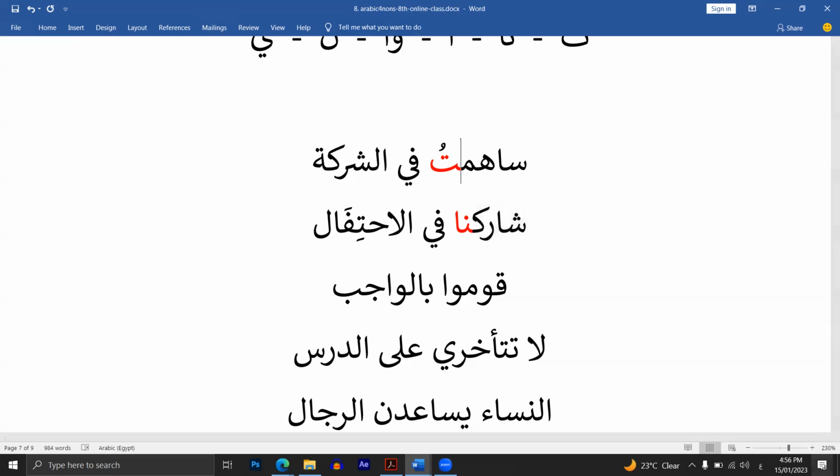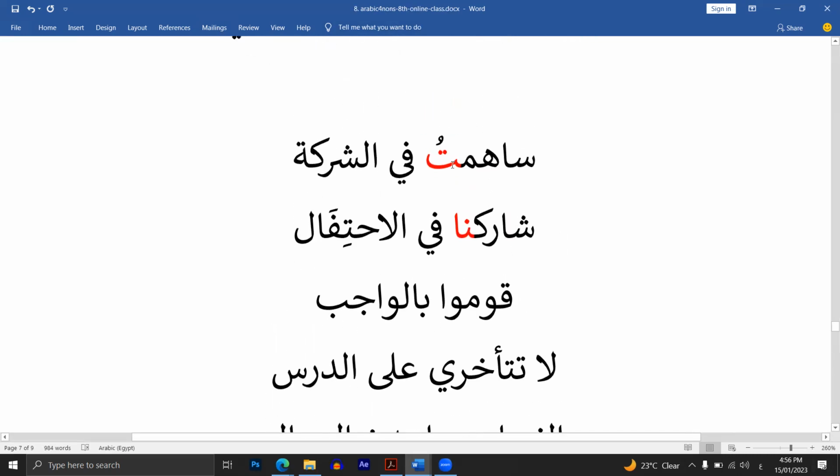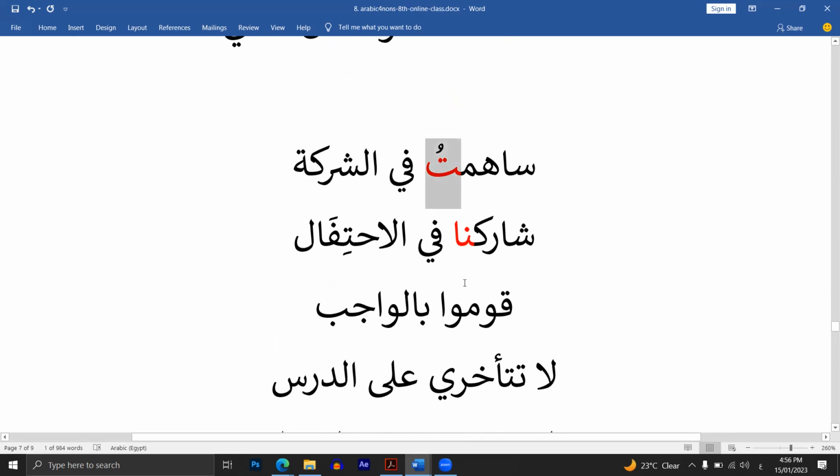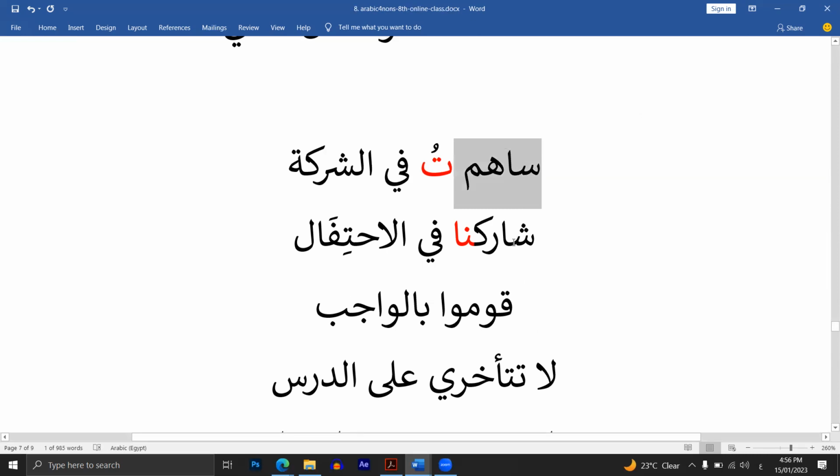So what I mean here, ساهمت. We said this one is تاء الفاعل. How did we know it's تاء الفاعل? First, because it's connected to a verb. This is the first thing, right? If you want to know what connected pronoun you have in hand, you just separate it from the verb itself. This is a verb, ساهم. It's a past verb, means contributed. ساهمت في الشركة means I contributed in the company.